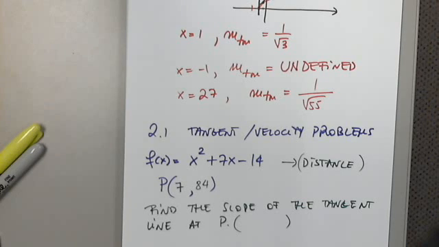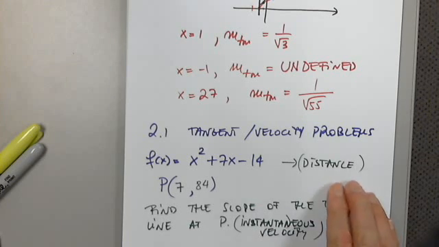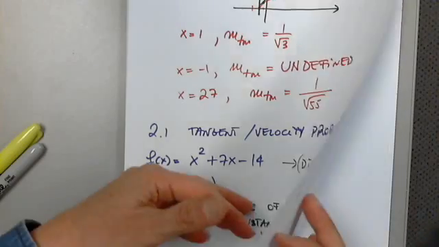Not only the slope of the tangent line at P, but also the velocity at P, the instantaneous, very good, instantaneous velocity at P, correct. They are both the same. The slope of the tangent line to a graph of a function at a point, and the instantaneous velocity, if this is a distance, are the same. Perfect. Good.